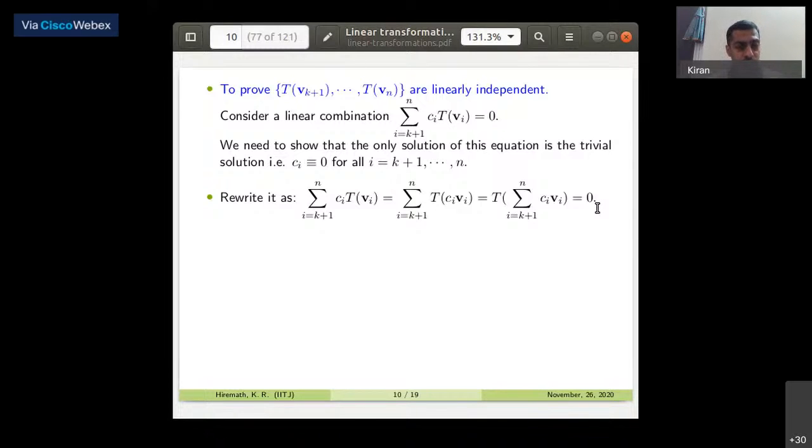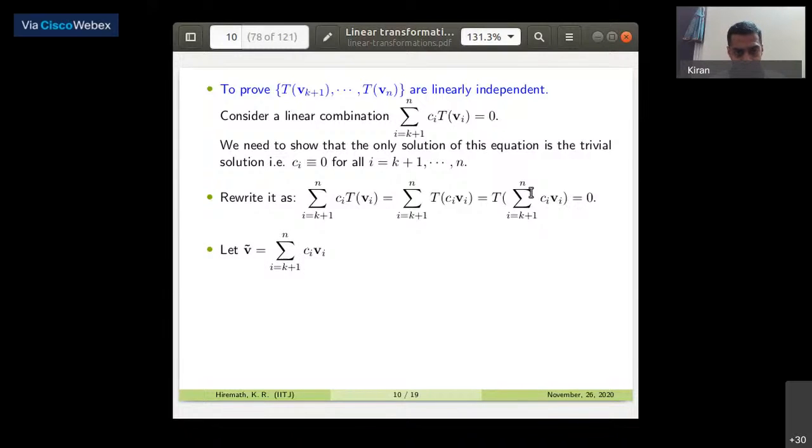Now, what I know is that all these V1, V2 till Vk and Vk plus 1 to Vn are the basis of vector space V. So it means that they are linearly independent. And here I'm considering only part of it. But I cannot say that only part of it is linearly independent. From this, I cannot conclude it.